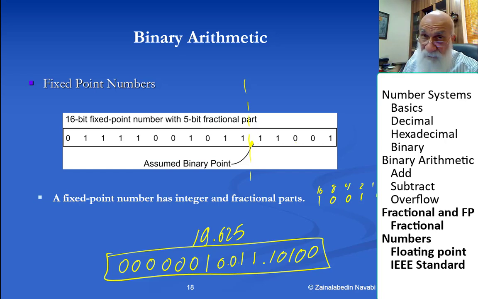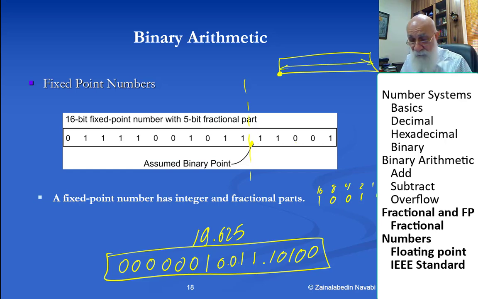If you want to do fixed point fractional numbers only, you put the point over here, and then the rest of it will be your fractional part. So it's easy to do it, but then you are limited as to the size of the number that you are representing.